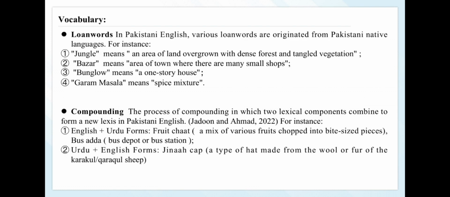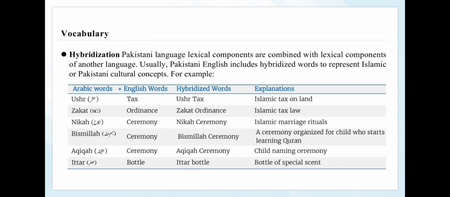Vocabulary. Loanwords. In Pakistani English, various loanwords originate from Pakistani native languages. For instance, jungle means an area of land overgrown with dense forest and tangled vegetation, bazaar and so on. Compounding words. English plus Urdu forms, fruit chaat, a mix of various fruits chopped into bite-sized pieces. Urdu plus English forms. Jinnah cap, a type of hat made from the wool or fur of the karakul sheep. Hybridization. Pakistani language lexical components are combined with lexical components of another language. For example, nikah ceremony. Nikah ceremony means Islamic marriage rituals.